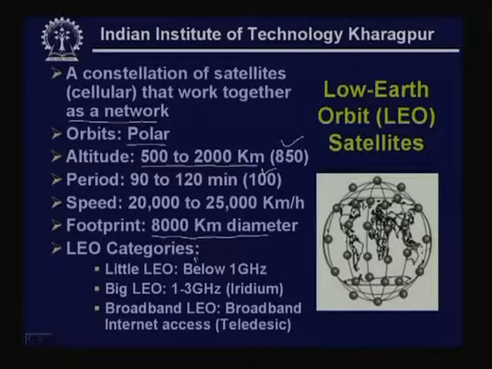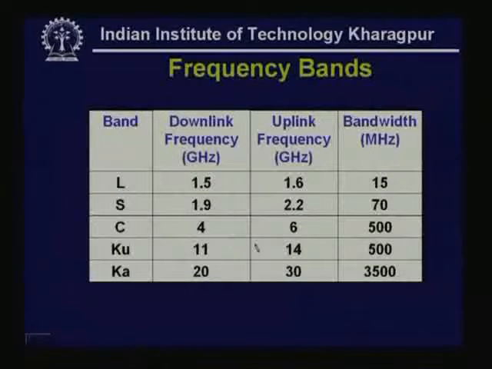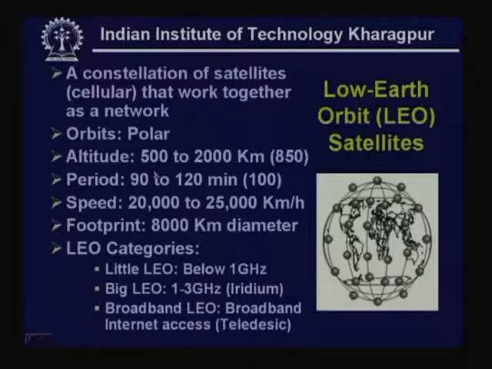And the LEO satellites can be broadly divided into two types. First one is known as little LEO. In little LEO, they communicate at less than 1 gigahertz range. For example, we have seen that less than 1 gigahertz range is when they do not use L band, lesser than that. Then the big LEO uses 1 to 3 gigahertz.